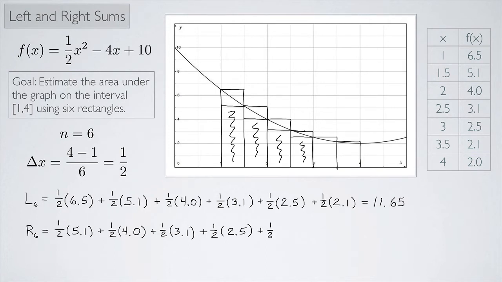And we have 2 more here. The next one is 2.1. And that would be this rectangle right here. And that's 2.1. And then the last one is one that we didn't have with L6, and that's going to be at 2.0. That's the last rectangle here, and that's this one right here. And so now if we add these up, we end up getting 9.40. And that's my value for R6. That would be the area using 6 rectangles and right endpoints.